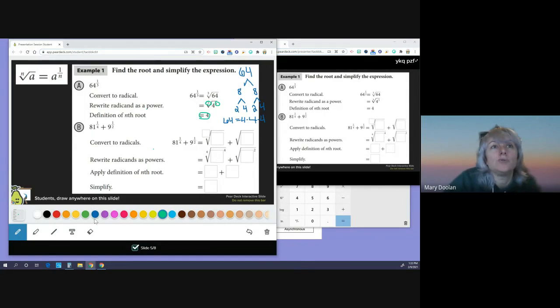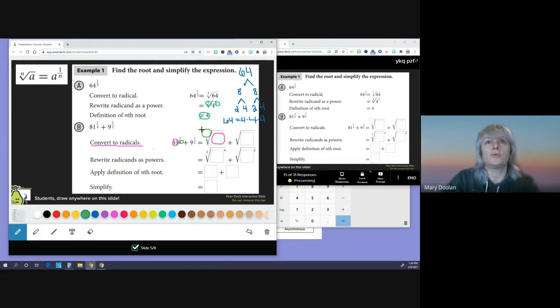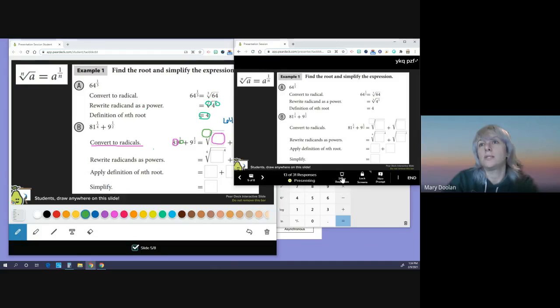Right? So we're going to do B now. 81 to the 1/4 plus 9 to the 1/2. So we want to do the first step, which is to convert to radicals. 81 to the 1/4. We're going to use this rule. Okay. The base becomes the radicand, and the denominator becomes the index. Okay, so write what 2 numbers you think go right here. I'm going to see what you guys are doing.